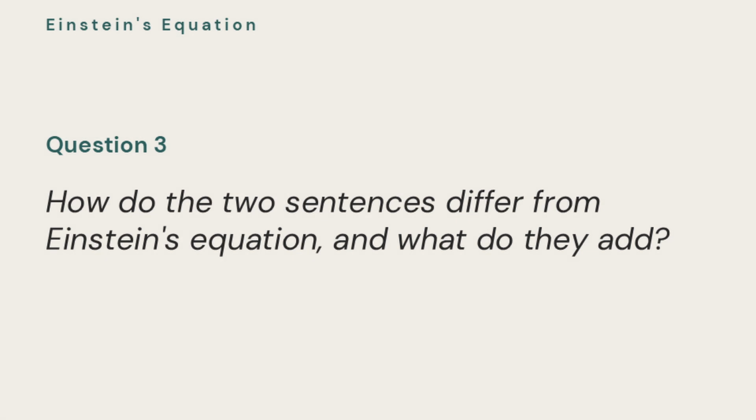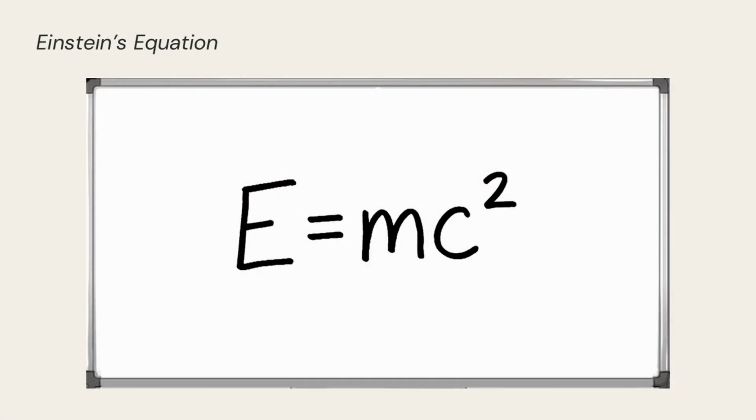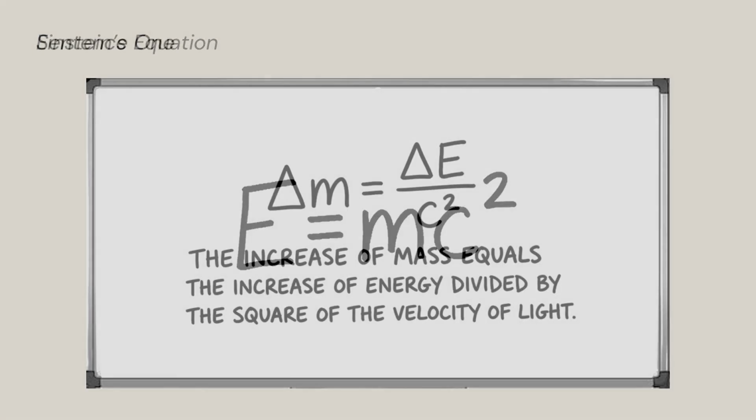Question 3. How do the two sentences differ from Einstein's equation, and what do they add? Einstein's equation is a static identity. Mass and energy are the same thing in different units, everywhere, always, written symbolically E equals mc squared. The first sentence of paper 42, section 4, paragraph 11, describes something different.